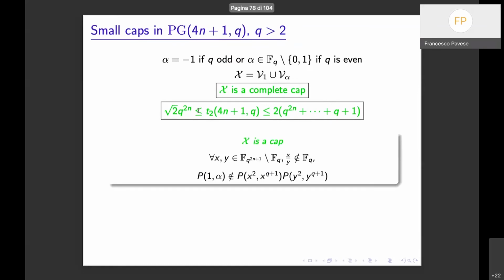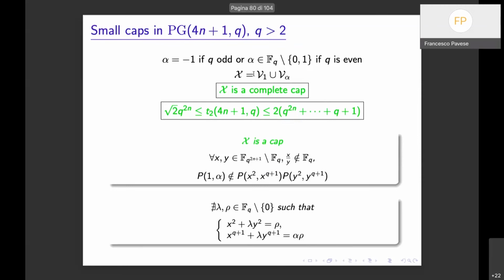And in order to see that it is a cap, it is possible to use the group, and hence we can pick an arbitrary point on V alpha and prove that no 2 points of V1 are collinear with it. This is equivalent to saying that for every lambda and rho in FQ, this system of equations admits no solution in X and Y.